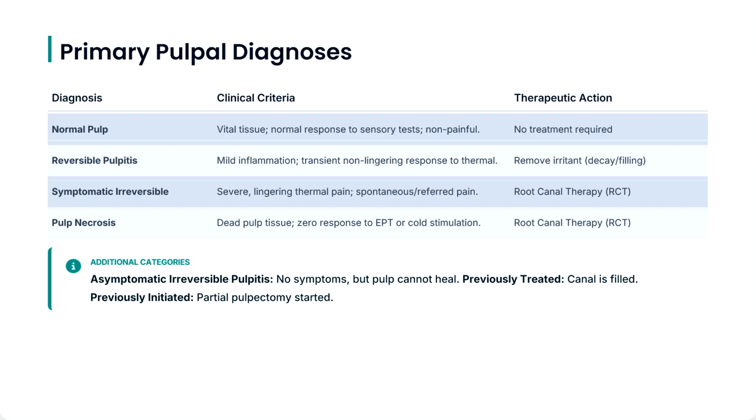Then symptomatic irreversible: it's severe lingering thermal pain, like the hot and cold. Severe is 5 more seconds. Sometimes we have to go in and intervene. Like it's really cold and they're hurting. You can go up there with your fingers and warm it up for them, thermal friction, heat up the tooth again to help them out. You would do a root canal for symptomatic irreversible.